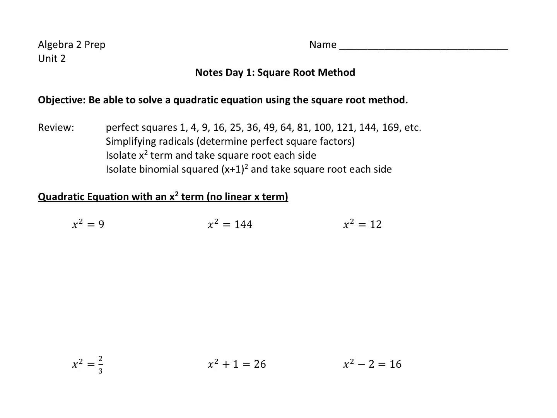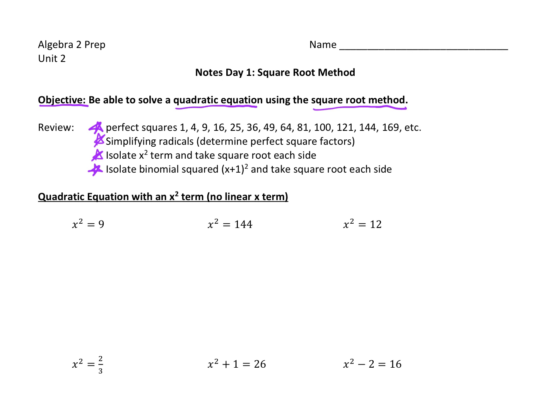In this video, we are going to solve using the square root method. Our objective is to be able to solve quadratic equations using the square root method. Some of the things that are review are knowing what perfect squares are. We talked about this with simplifying radicals: simplifying radicals, determining perfect square factors, isolating x squared and taking the square root of each side, as well as isolating a binomial and taking the square root of each side. These are some of the skills we're going to talk about today when solving by the square root method.